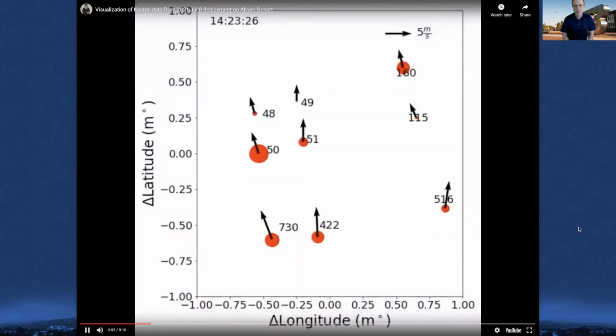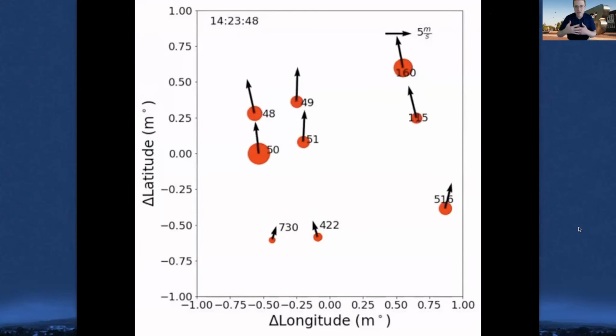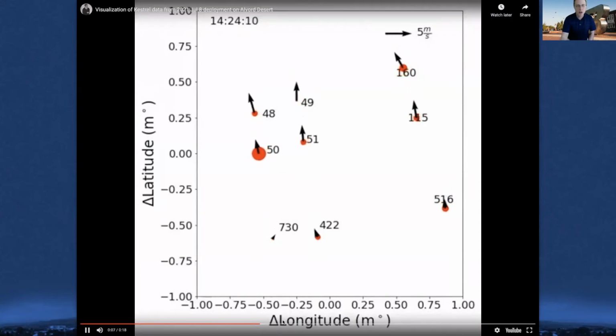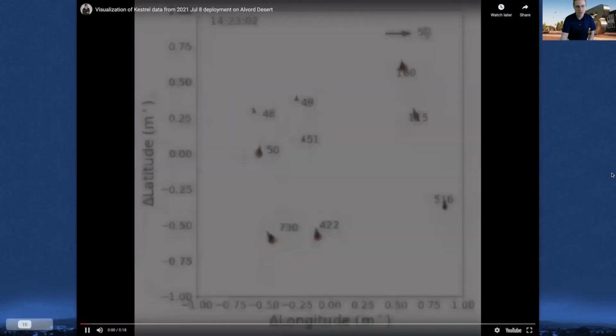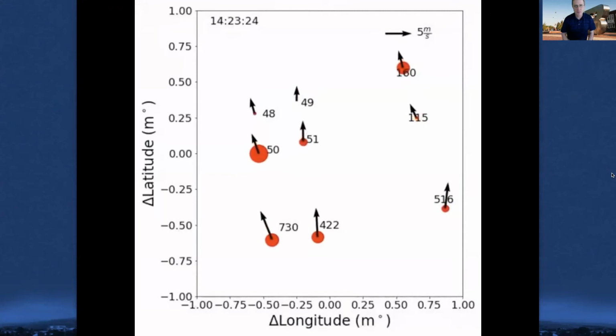Okay, there's that structure just blowing gently through our network. And let me run it again for you so you can see it. And so by correlating the time series between these different instruments, we can actually work out the structure of this feature from the sensors.